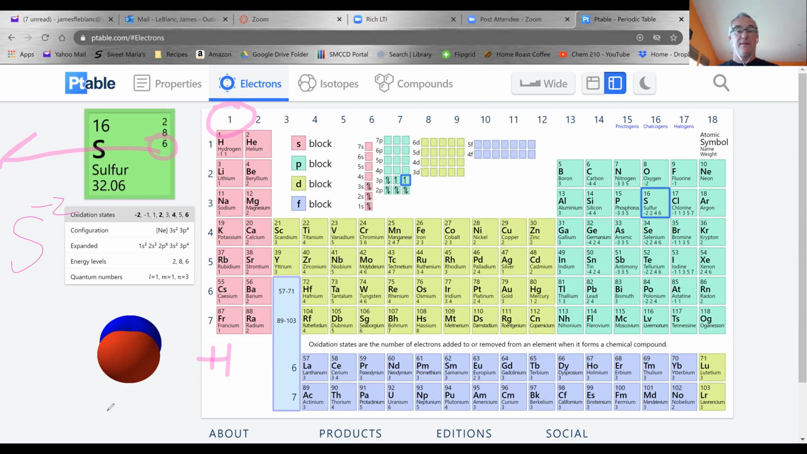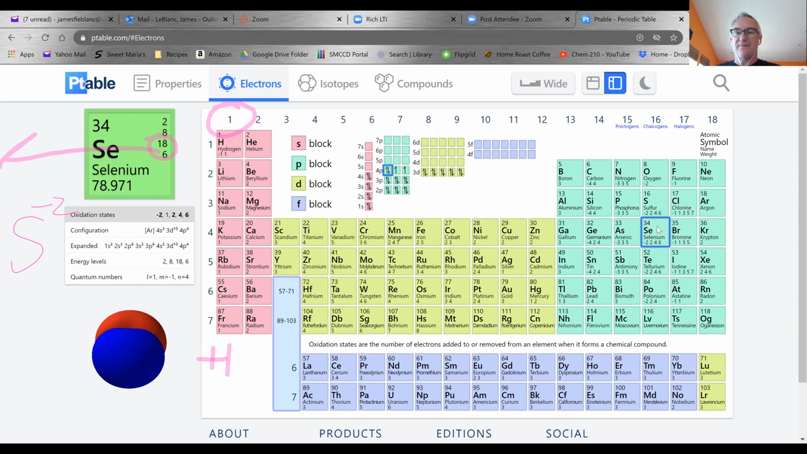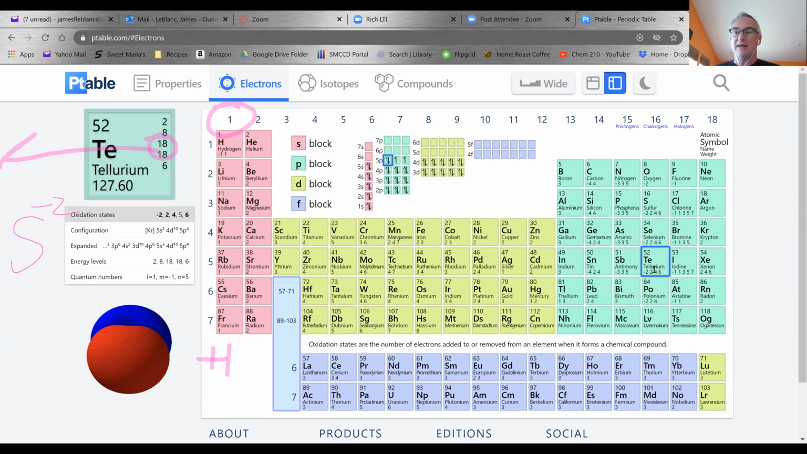And we'll find out that oxygen does exactly the same thing. Oxygen has 6 electrons in its outermost shell and has a charge of -2. And selenium has 6 electrons in its outermost shell and has a charge of -2. And tellurium has 6 electrons in its outermost shell and has a charge of -2. So you can see how this works. Since they're all in the same group, they all have the same chemical characteristics. They all have the same number of electrons in the outermost shell. They all want to get to the same place. They all have the same charge.